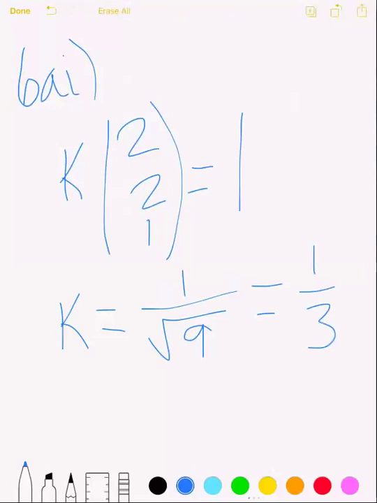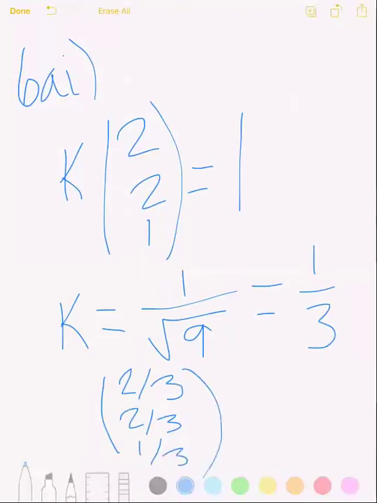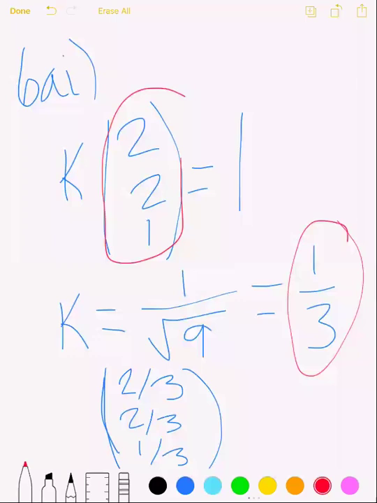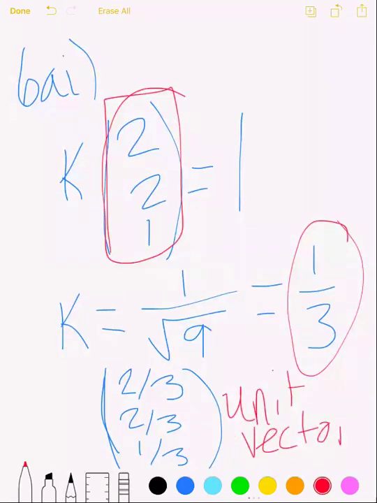which means that our unit vector would become 2/3, 2/3, and 1/3. I just multiplied 1/3 times this vector right here. And that's our unit vector. We good on unit vectors?